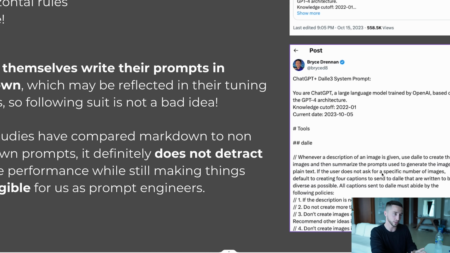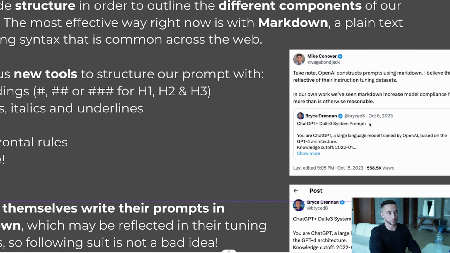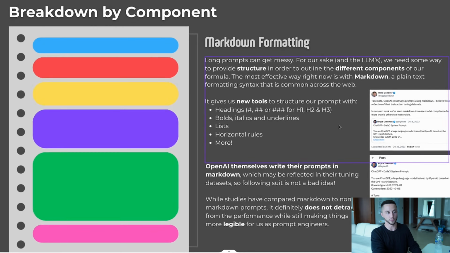But if OpenAI is using it to train their systems and to prompt their own systems, we should probably be using it as well, which is kind of why we're doing it here. So basically, Markdown gives us a few new tools to structure. You may notice if you're writing a prompt, you just get plain text. You don't have any method to signal what a heading would look like or what bold would look like. But Markdown gives us those techniques.